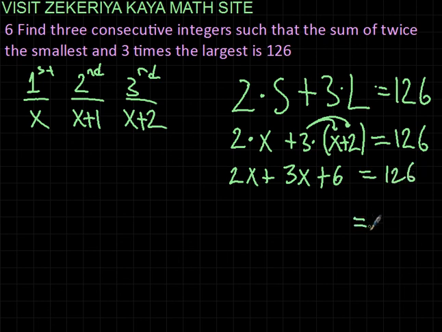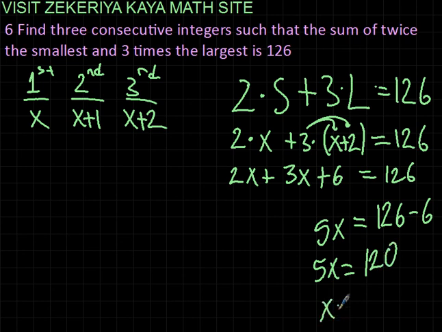I will do it fast. First, I will move plus 6 over. By the way, I will add the x values: 2x plus 3x will be 5x. So at the end, 5x will be equal to 120. So 1x is 120 over 5. How can we find this easily?